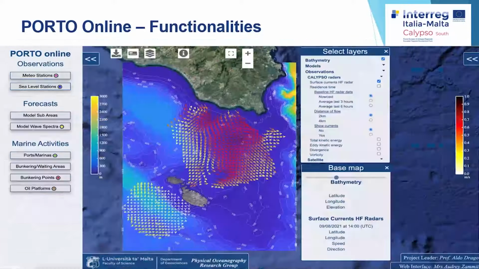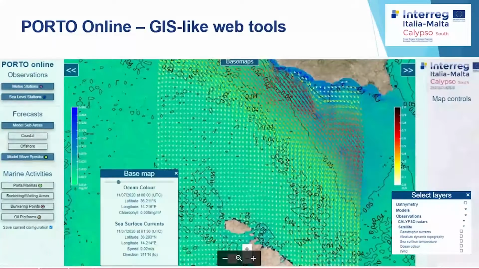Data layers also include derived parameters like wavelength and wave model data, or vorticity, divergence, and mean and eddy kinetic energy in HF radar data. The last slides show the 4 essential ingredients of featured services. 1, GIS-like web tools for geographic rendering and mapping, allowing the overlay of vector and scalar fields from different sources.